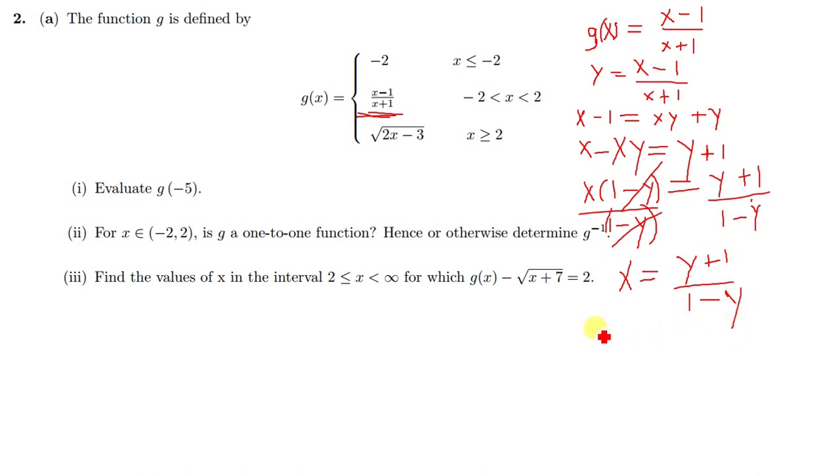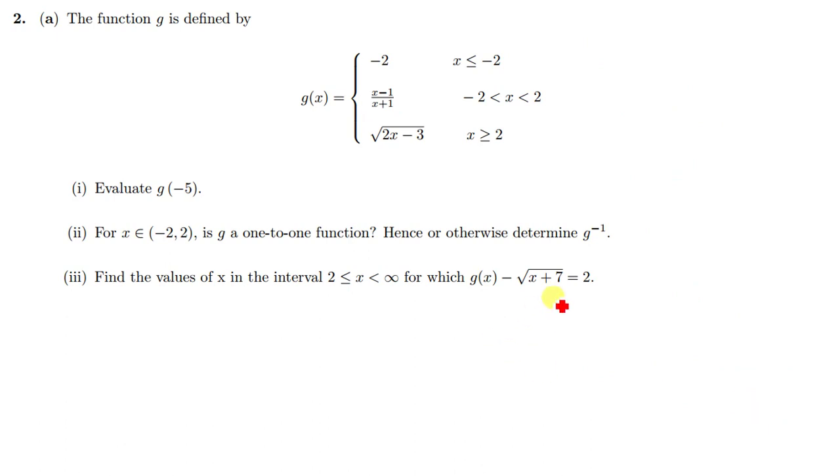So the function g inverse of x will now just be equal to, while there is y there, we just put x plus 1 over 1 minus x. So this is the function g inverse of x. Alright, so this is how simple these questions are. Let's quickly move on to the next question.